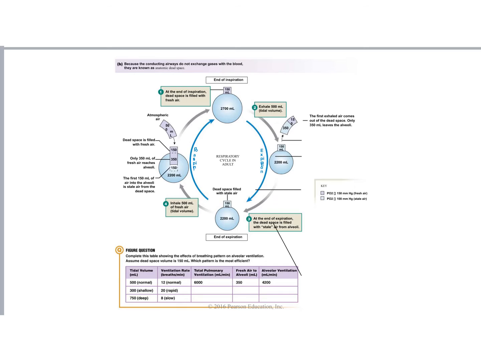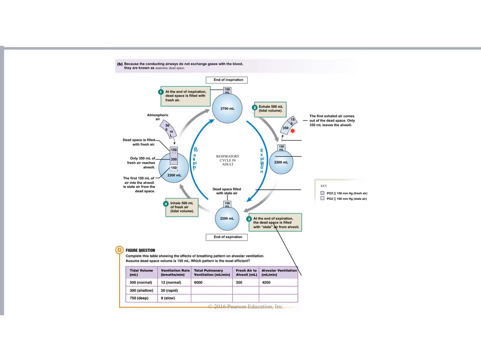If we look at this figure from the textbook, the amount of air coming in and out of the lungs is about 2,700 milliliters in this example. 150 milliliters stays in the anatomical dead space. At the end of a respiration, you have completely filled with 2,700 milliliters of air, and then 150 milliliters of that is going to be the dead space. Well, then what happens when you exhale? The first air that you exhale is going to be the 150 milliliters that was in the dead air space. So we first breathe out 150 milliliters of the dead air space, and then you have 350 milliliters of air leaving the lungs.